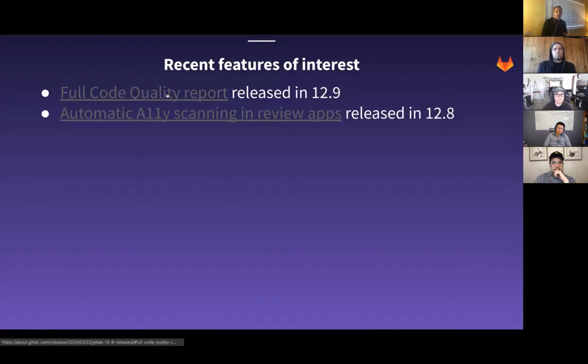Some features that we've recently introduced: the automatic accessibility scanning was released in 12.8, we mentioned it last month. And then in 12.9, we had full code quality report go out, which is a fun enhancement so that you're not just seeing the changes in code quality in the MR widget, you're now able to see the full report for your branch in the pipeline view.